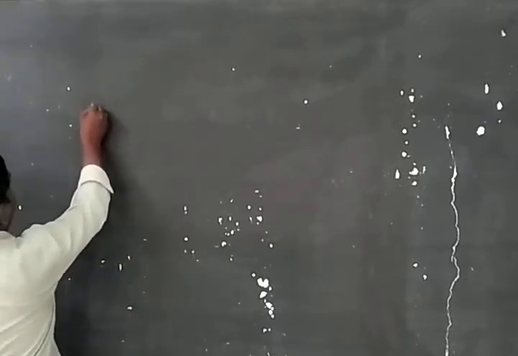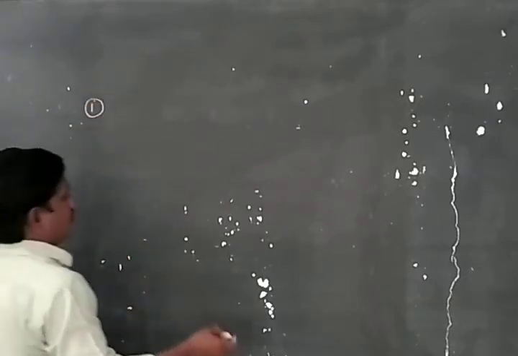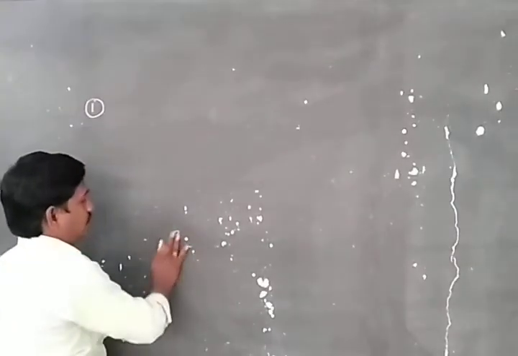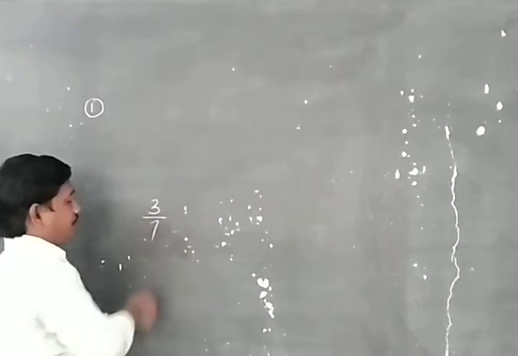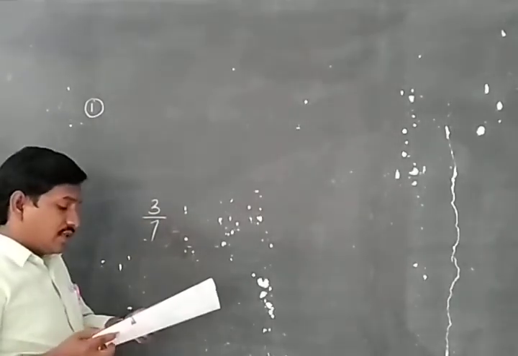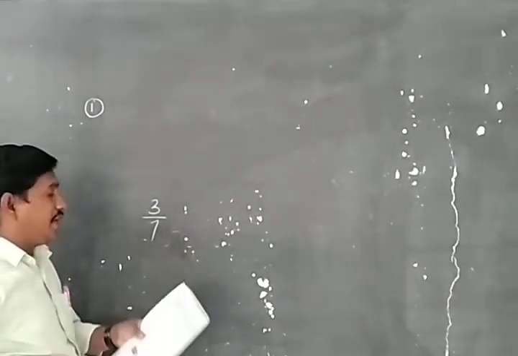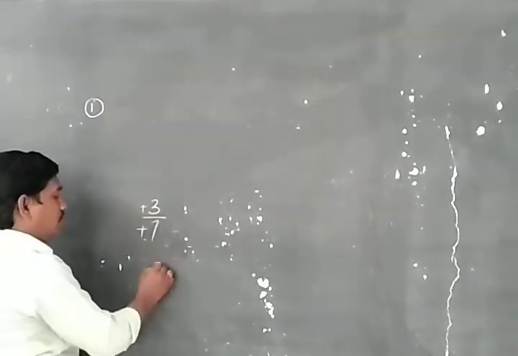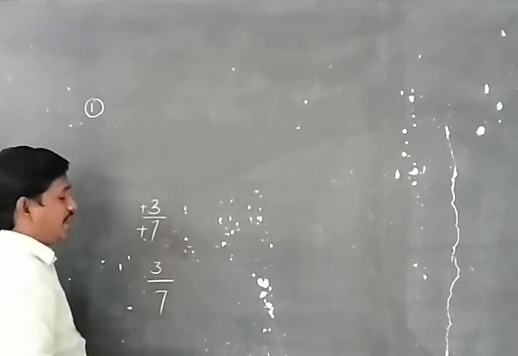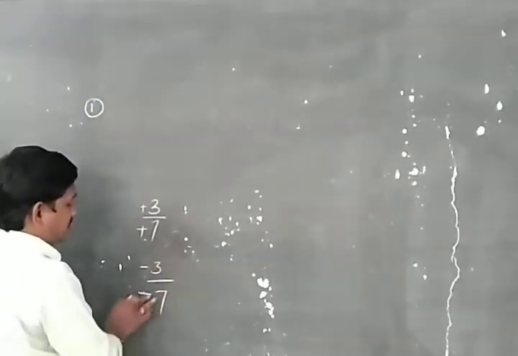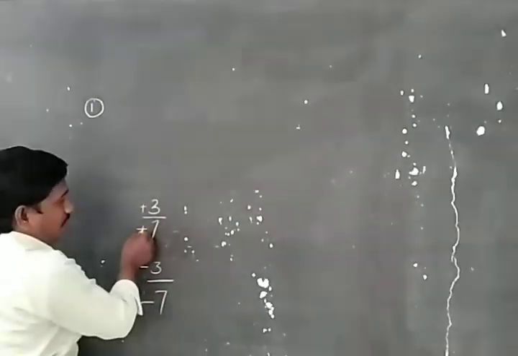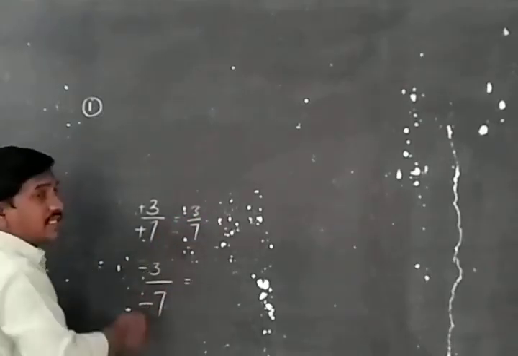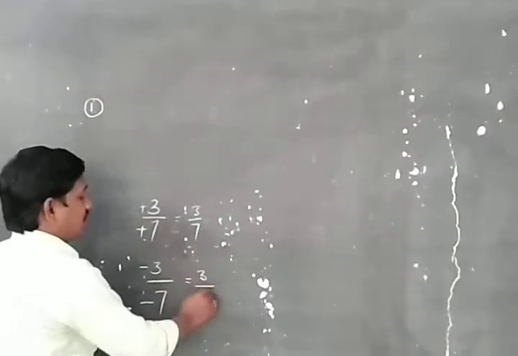First option. Okay, explain. This is 3 by 7. Here, what is asked? Either both positive or negative. This is plus, this is also plus. Or both are negative. This is minus and this is minus. Plus into plus, plus 3 by 7. Minus into minus, plus 3 by 7.